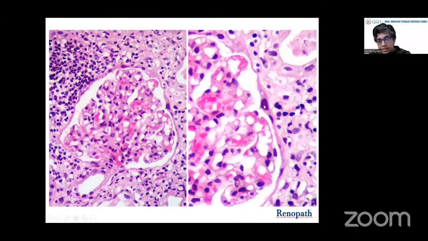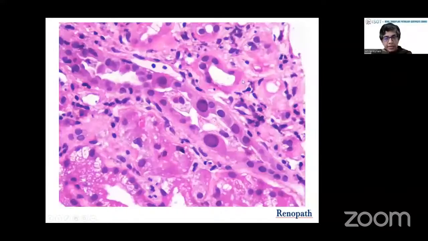And a closer view has a very suspicious intranuclear inclusion. That is on the parietal epithelium. The surrounding shows a dense inflammatory infiltrate. And now looking at the tubules, the same intranuclear inclusion that you saw on the parietal cell is also seen within the tubular epithelial cells. Note the inflammation in the surrounding.